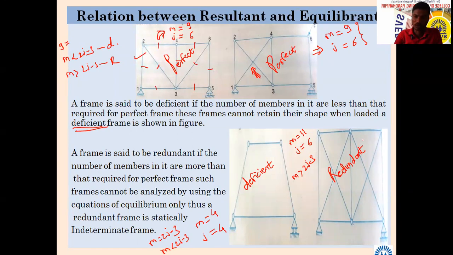Okay, for multiple choice questions, on which equation or basis are we deciding the type of frame? So m is equal to 2j minus 3. That also you have to remember.